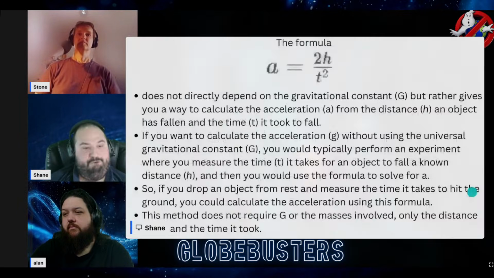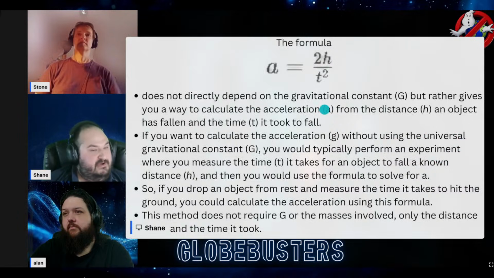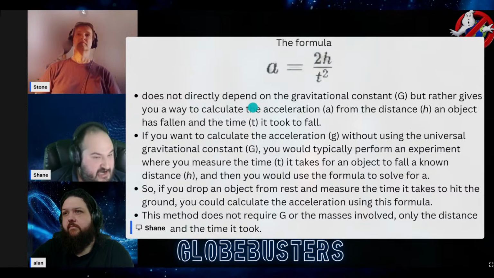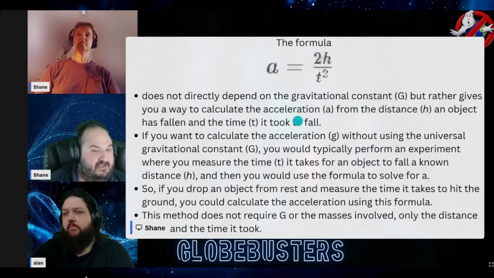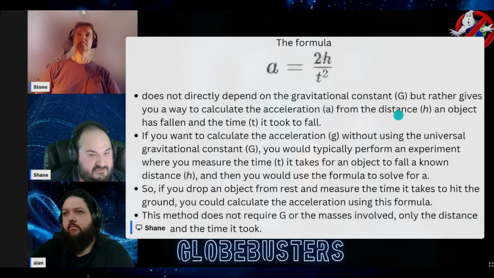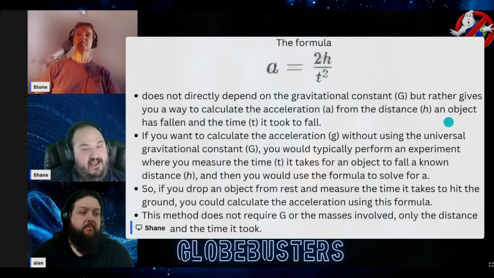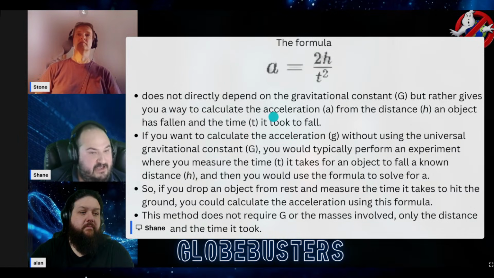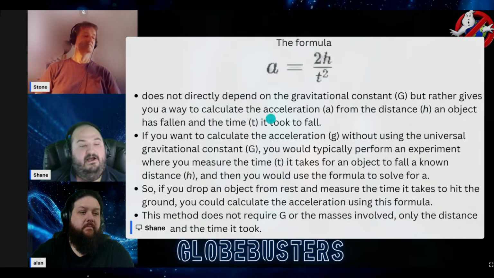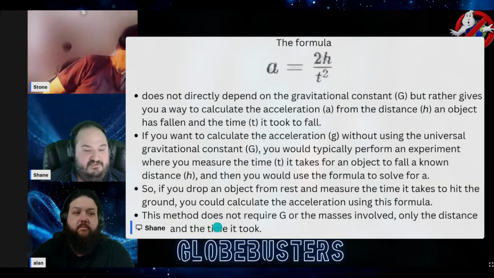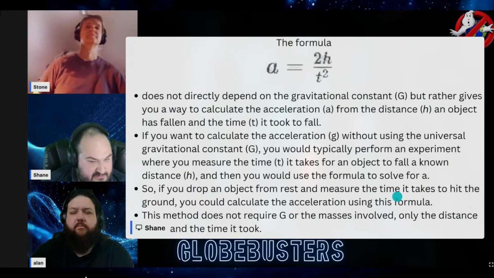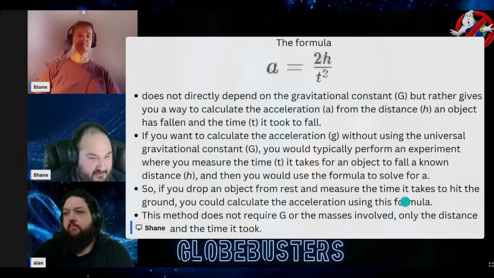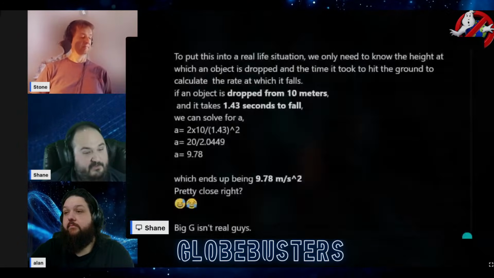That's the argument. And to break it down a little bit further, our little a is just, again, 2 times the height over t squared and does not directly depend on any gravitational constant, but gives you a neat way to calculate the acceleration downward from the distance h as an object has fallen and the time it took to fall. So that's all this is showing. So it's saying that if you drop an object from rest and measure the time it takes to hit the ground, you can calculate the acceleration using this basic formula.